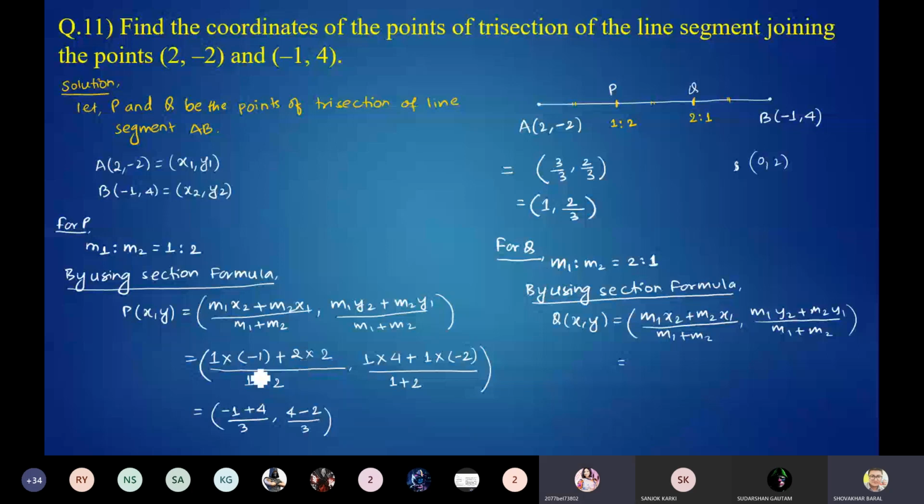Okay, let's check it. The ratio is, first coordinate is m1 x2 plus m2 x1 by m1 plus m2, -1 plus 4/3, 3/3, it's correct. 1 times 4, m1 into y2 plus m2 is 1.